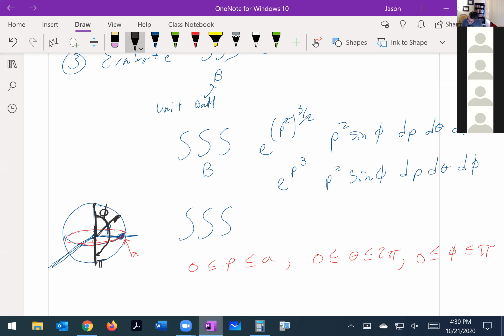So this is rho squared sine phi d rho d theta d phi. What are our limits of integration here? On the unit ball, what's a? A is 1, right? So isn't this going to go to 1? So that's 0 to 1 for phi. Not phi, I'm sorry, for rho.